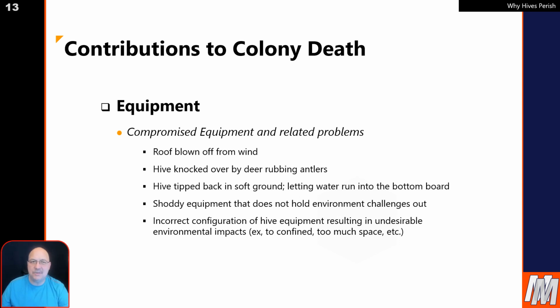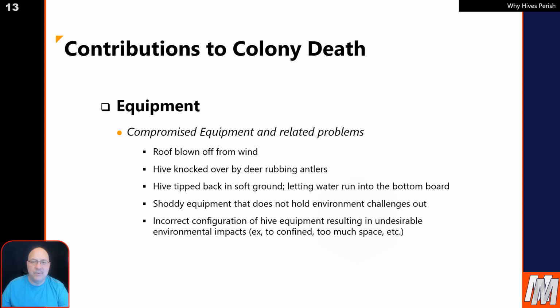The last one to explore is a rather obvious one. This is failure of the hive envelope in some manner. It could be from a configuration problem, it could be from equipment failure, it could be from interference from an external source, such as the example of a deer knocking over a hive.